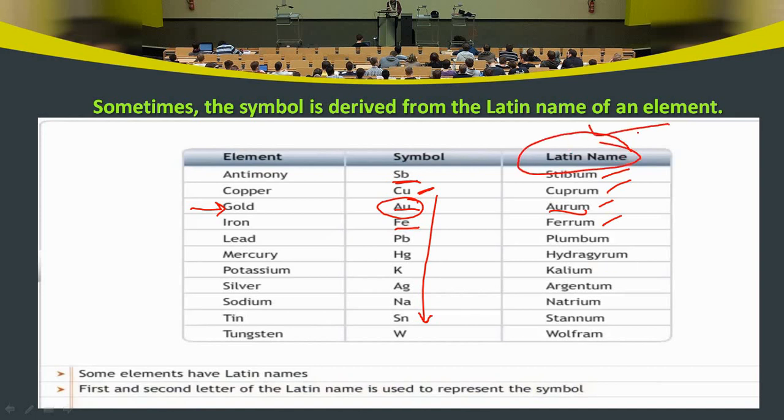So I think it would be very clear to you that symbols are also given on the basis of their Latin names, and their Latin names are the reason for the symbol. Like mercury is Hg, not Me or Mr, because this mercury is derived from a Latin word hydrargyrum. So we have to be very clear that the IUPAC name is also given on the basis of Latin name also.